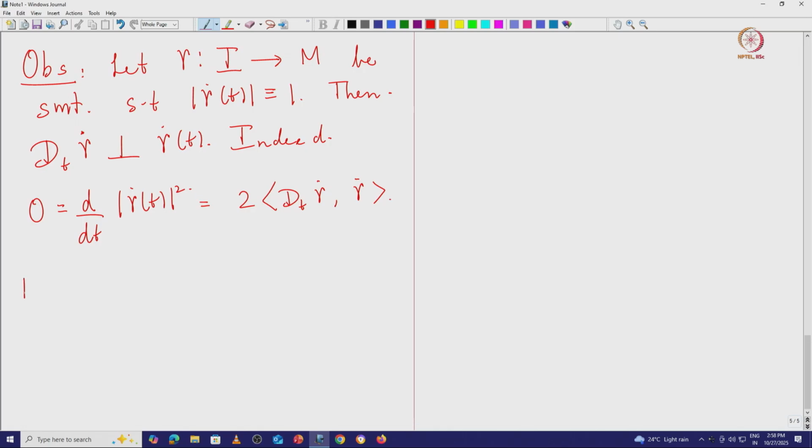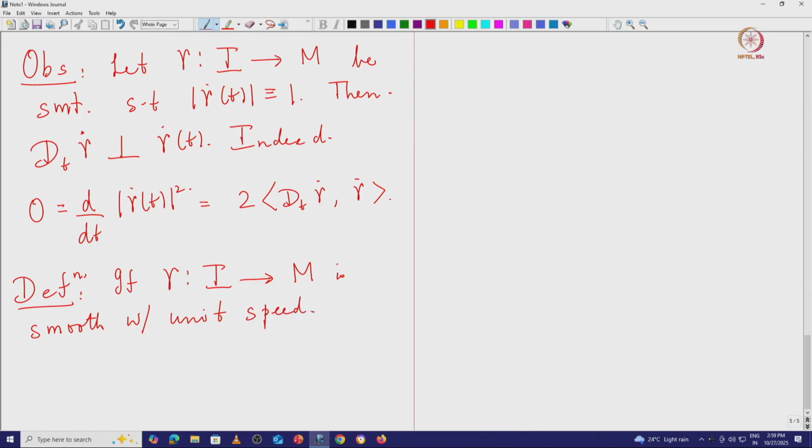All right. So, then that leads us to the next and the final definition before I can state our main theorem, is that if gamma is smooth with unit speed, we define its normal curvature by, you look at the intrinsic acceleration.